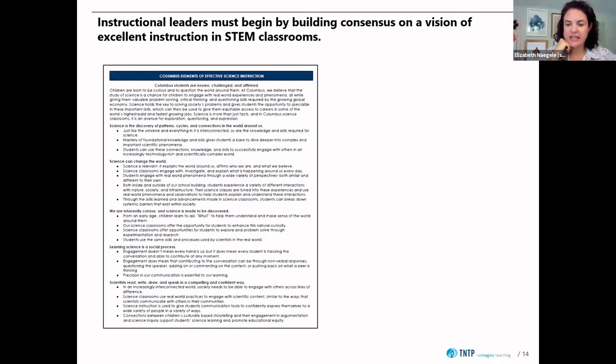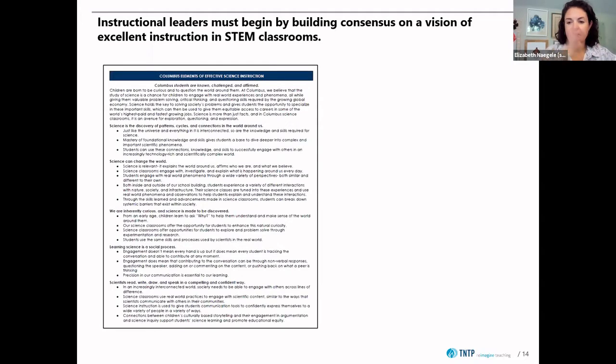This is a vision statement for excellent instruction in science from a group of K-12 schools. It's just one example of how teachers and leaders can come together around a shared vision. So I'd like to give you a few minutes to read this vision statement and then to begin to think about what the status of shared vision is in your buildings.